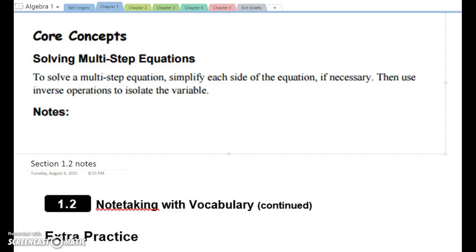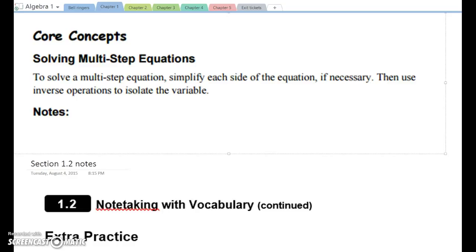Okay, so today we are going to solve multi-step equations. On page 9, there's a sentence right here. To solve a multi-step equation, simplify each side of the equation, if necessary, then use inverse operations to isolate the variable. So remember yesterday we talked about inverse operations.